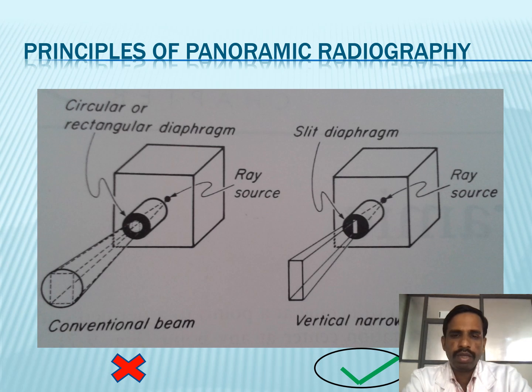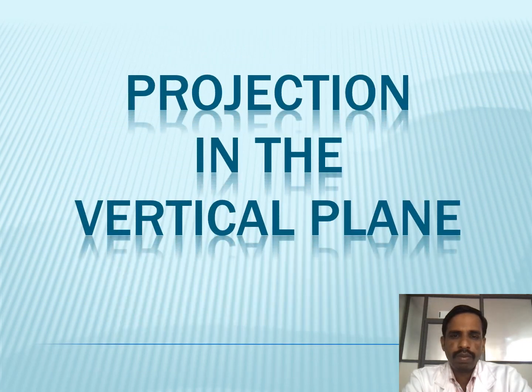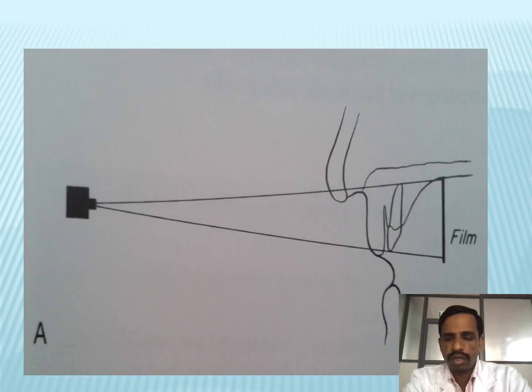Before going to the principle, we need to remember this. We are using a vertical narrow beam in a slit diaphragm or slit collimator in OPG. So when you want to know the OPG principles, they can be explained in two planes. How we are going to image the object in two planes: one is projection in the vertical plane, another one is projection in the horizontal plane.